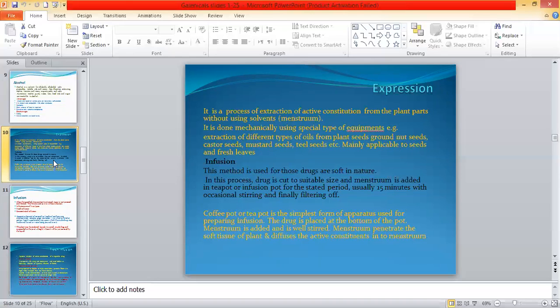A coffee pot or teapot is the apparatus which is used for infusion preparation, and the drug is placed at the bottom of the pot.